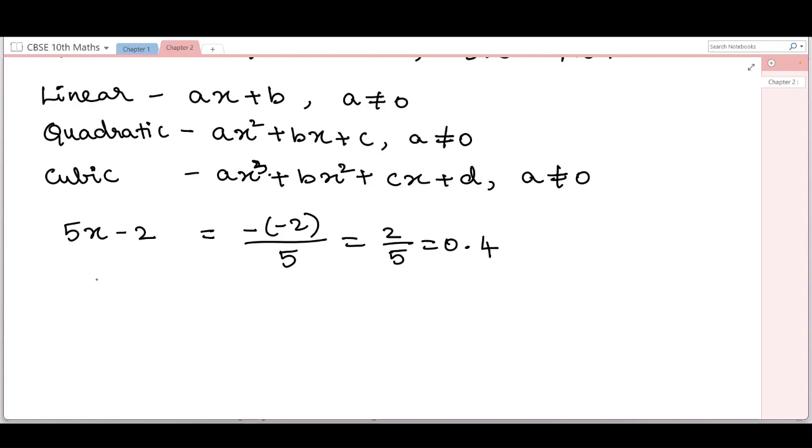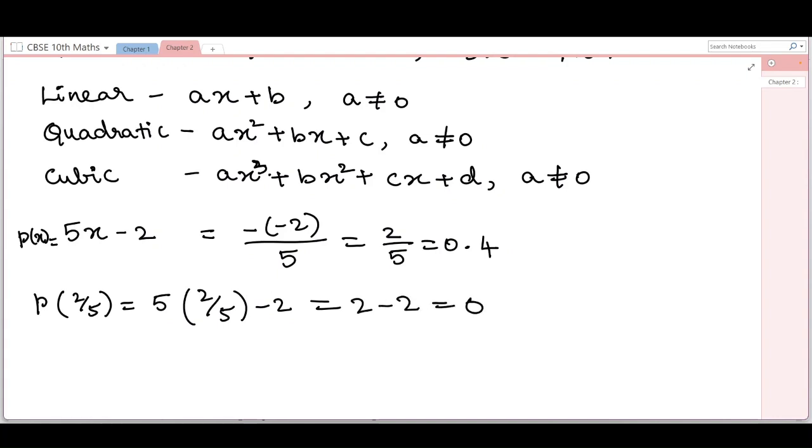If you want to verify this, simply replace x by this value, and you should get the answer to be 0. The polynomial I have considered is 5x minus 2. So in place of x, if I replace it with 2 by 5 or 0.4, whatever it is, you should get the answer to be 0. When I cancel this, I get 2 minus 2, which is equal to 0. So what I have estimated is correct.